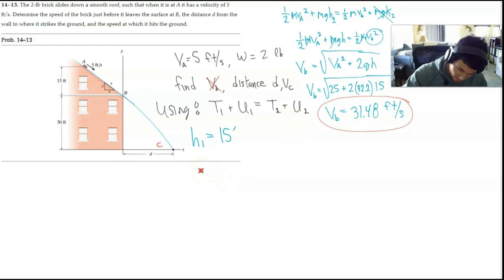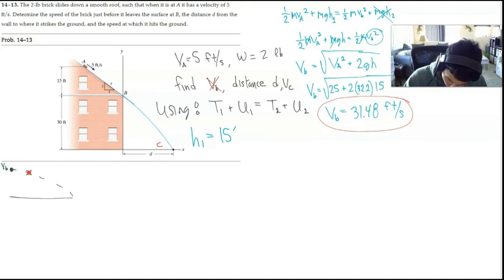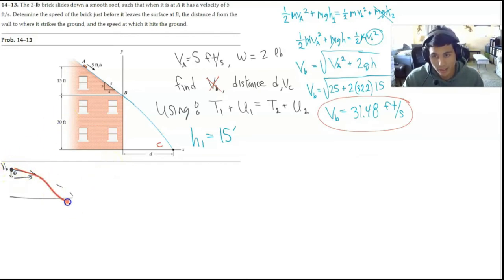Now we can just focus on, let me draw this better diagram. We can just go back to physics 1 and use kinematics from here. So at this point we have VB, and it's actually traveling at this angle. So let me make that angle more clear. That's an angle theta. Okay. And there's gravity acting on this, so it's falling down to Earth at a faster rate now.